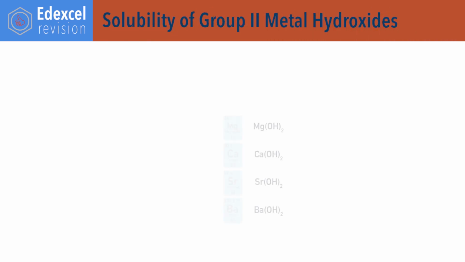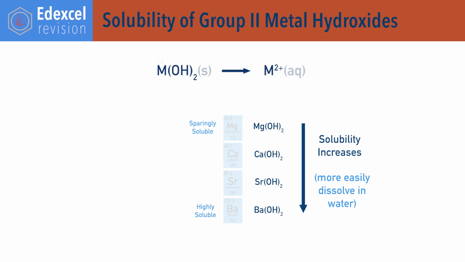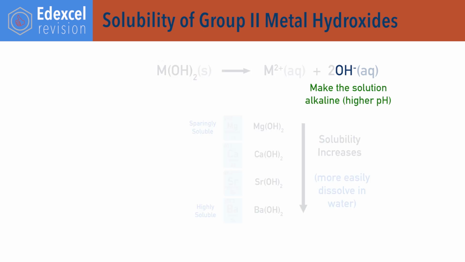The solubility of group 2 metal hydroxides increases down the group. This means the metal hydroxides more easily split apart and dissociate in solution, releasing a metal ion with a 2+ charge and hydroxide OH- ions. As a result, more soluble metal hydroxides produce solutions with a higher pH, as the higher the concentration of OH- ions in a solution, the greater its pH.